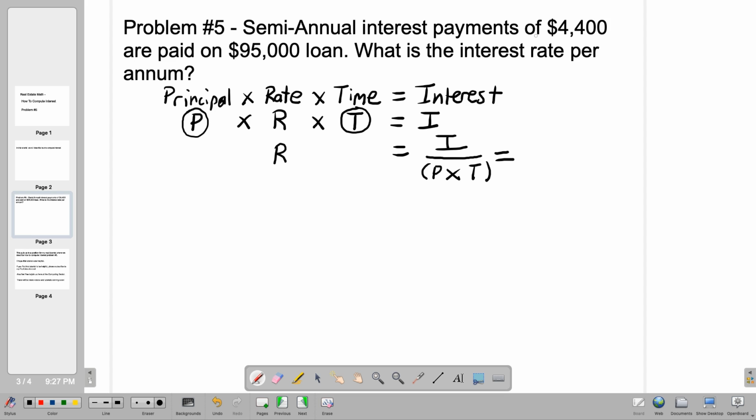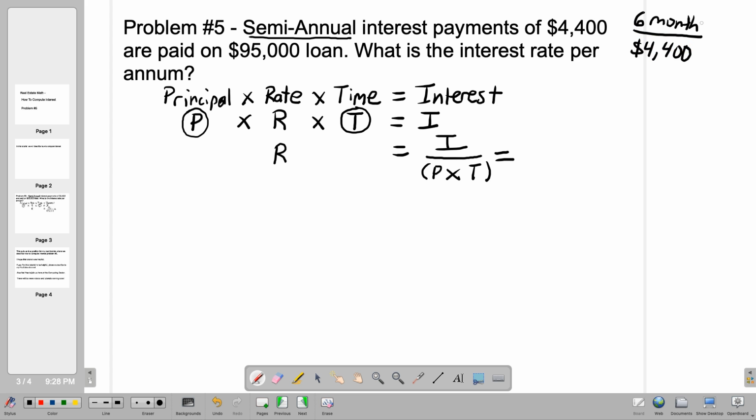So we have semi-annual. That's the key term right here, semi-annual. So that represents our time factor. That shows the interest that can be paid in 6 months. So we say for 6 months that we have a value of $4,400. So that means for the second 6 months we also have a value of $4,400.